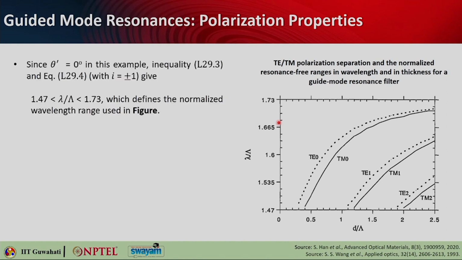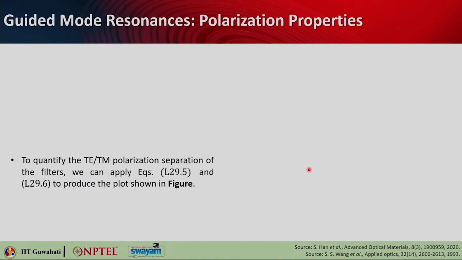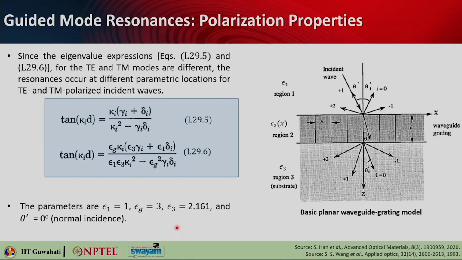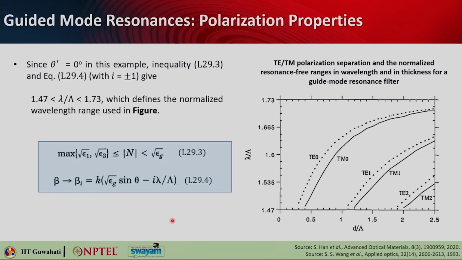Okay. Now, as we have considered normal incidence in this example, what are the parameters? If you see the parameters, these will be the parameters considered. Okay. So, we are considering normal incidence and other parameters are also given. So, the inequality actually boils down to this. So, this is the condition. When you put epsilon 1 and epsilon 2 and other parameters, you will see this is the condition that will actually give the normalized wavelength range that you see.